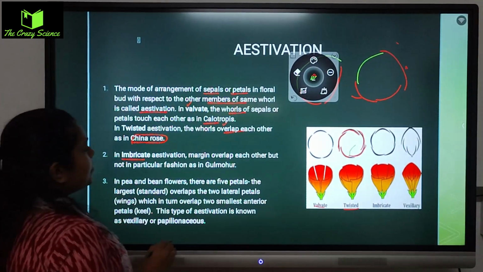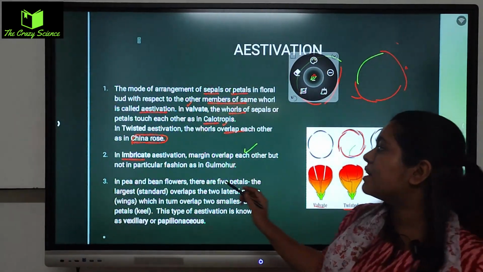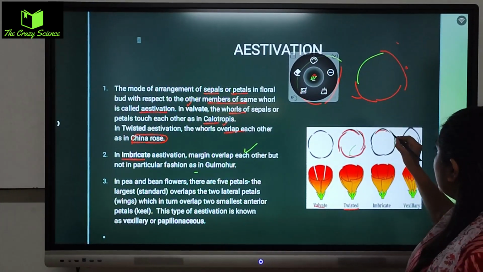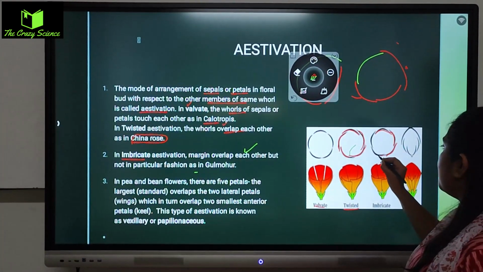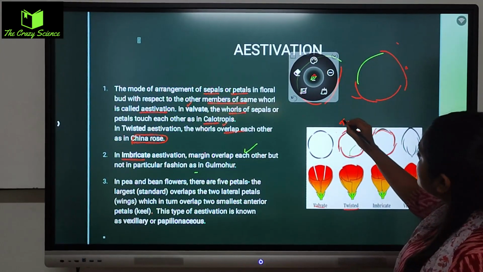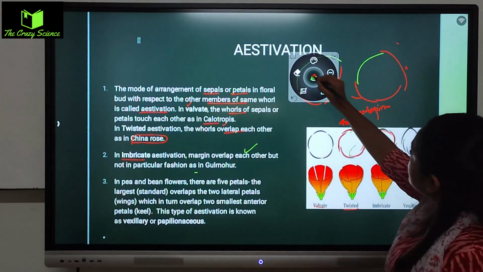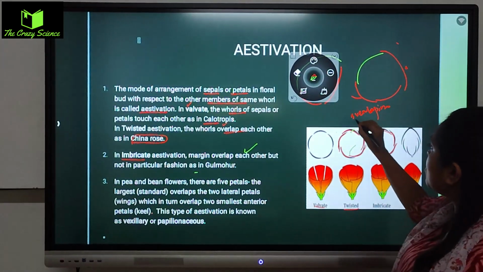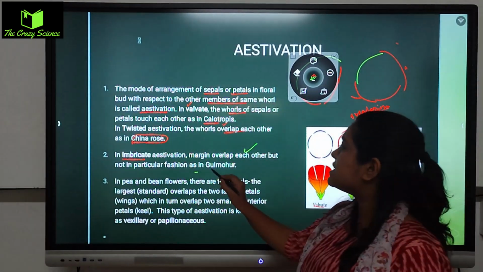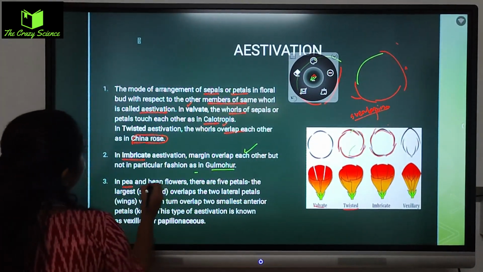Third is imbricate. In imbricate estivation, the petals overlap each other in the same way, but not in a particular fashion, in any kind of fashion, the right side or the left side. It may be outside or inside. This is also twisting, this is also twisting. Both are overlapping each other, but in the twisted they follow a particular fashion, and in imbricate they do not, either in the right side or the left side. That's it. Examples are gulmohar.